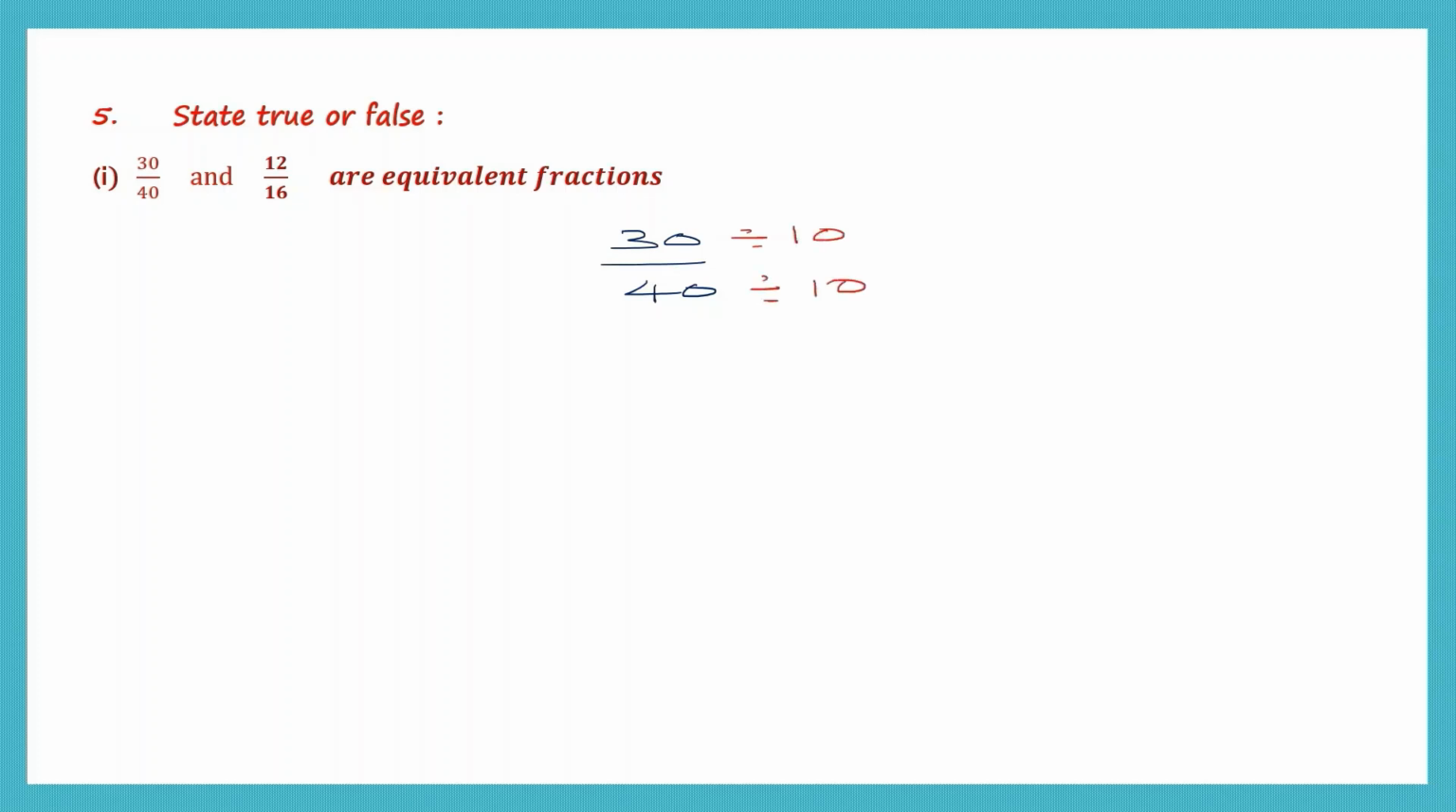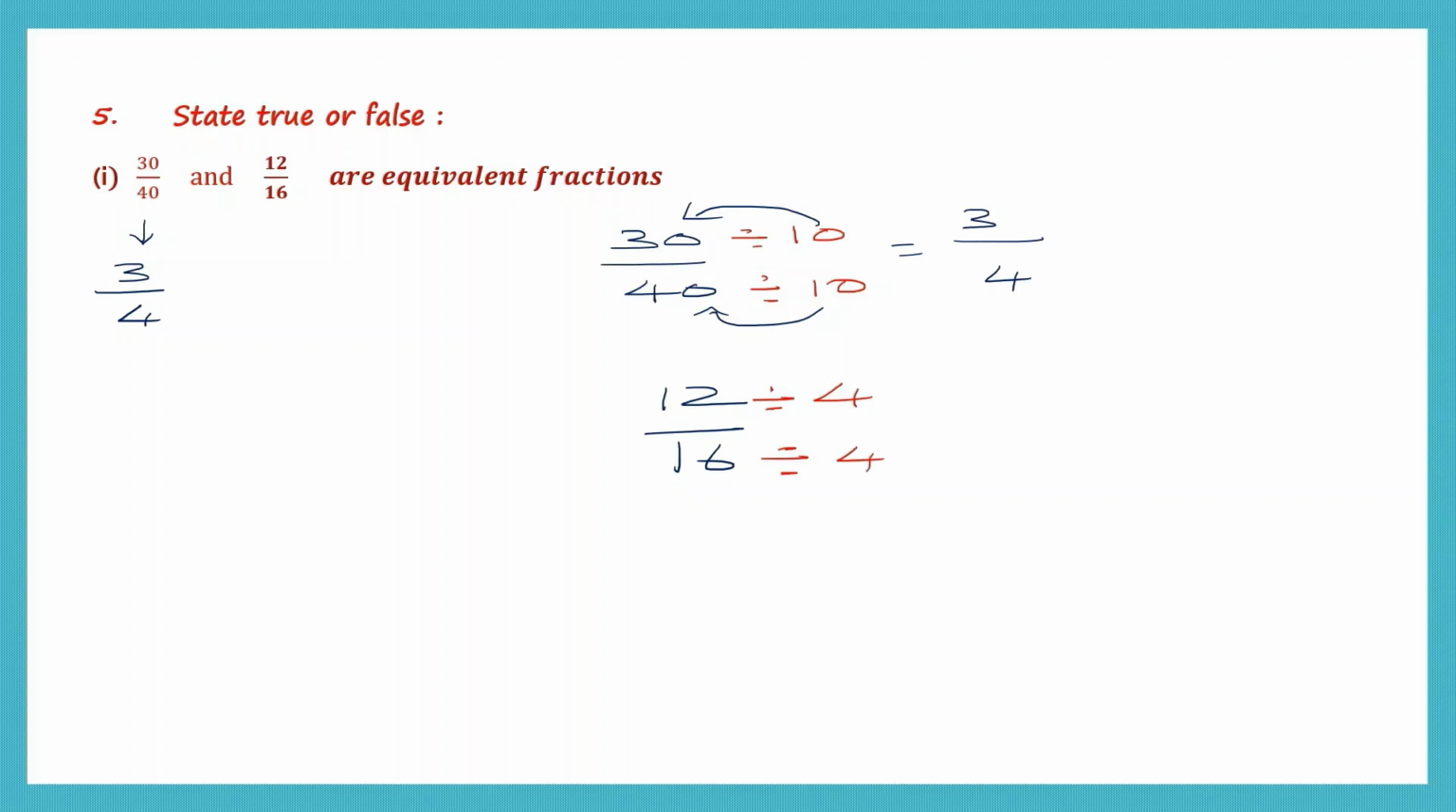So when you divide by 10, what do we get? 10 into what is 30? 10 threes are 30 and 10 fours are 40. So when we reduced this, we got 3 by 4. Now let's take the other one, 12 by 16. Now both these numbers are divisible by 2. They are also divisible by 4. So let's take the highest factor, which is 4.